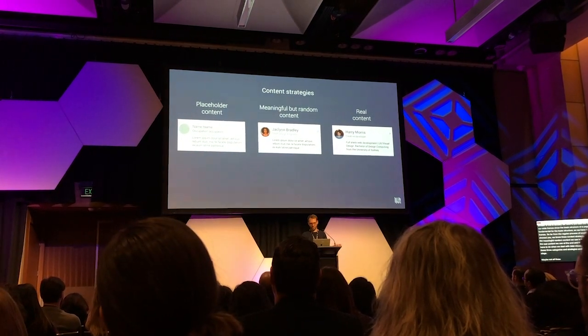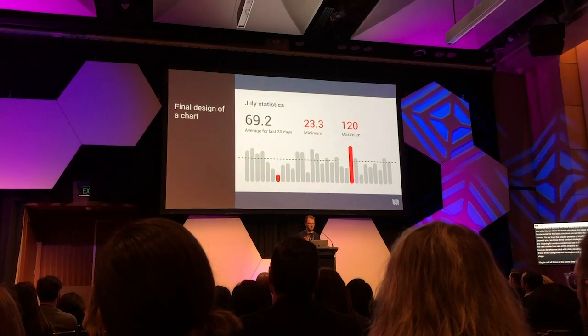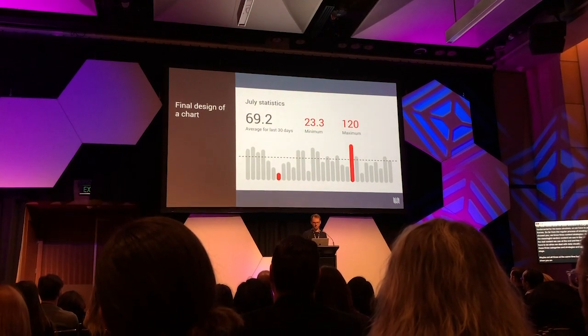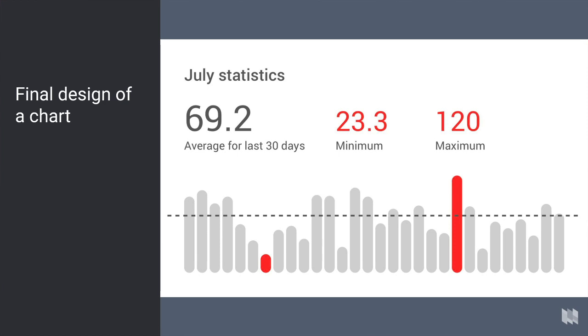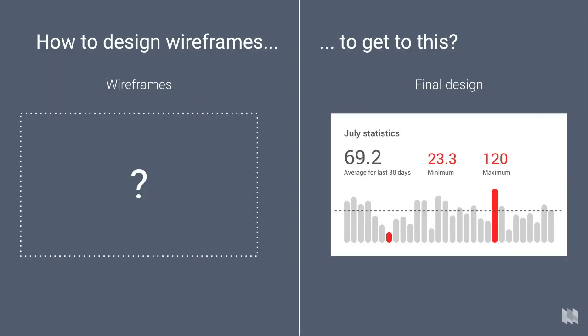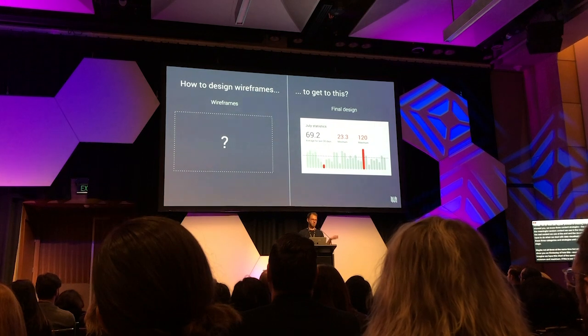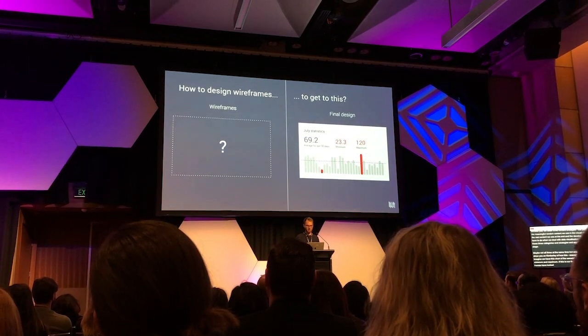And I'm going to show you an example of how this could look. So imagine we have this final design of a chart. We see some metric of the last 30 days: average, minimum, and maximum. If this is our final design, how could the wireframes have looked? So let's go through these three strategies we know and see what the benefits could be and how they differ.